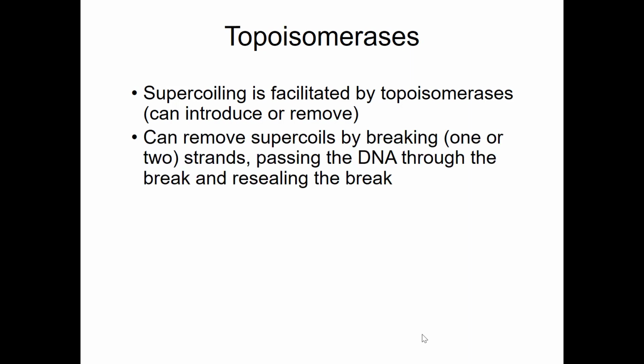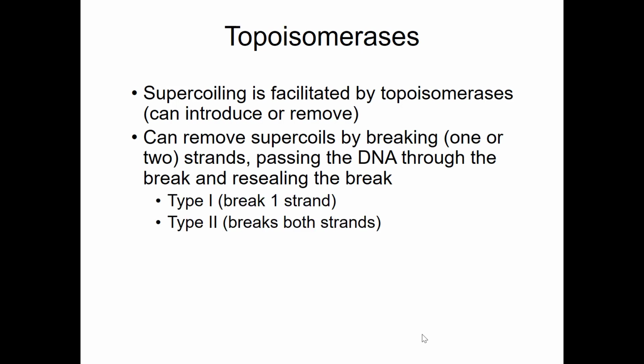So they can remove supercoils by breaking one or both strands of the DNA, passing the DNA through the break and resealing that break. There are two types of topoisomerases. Type 1, which only break one strand of the DNA, or type 2, which breaks both strands of the DNA.